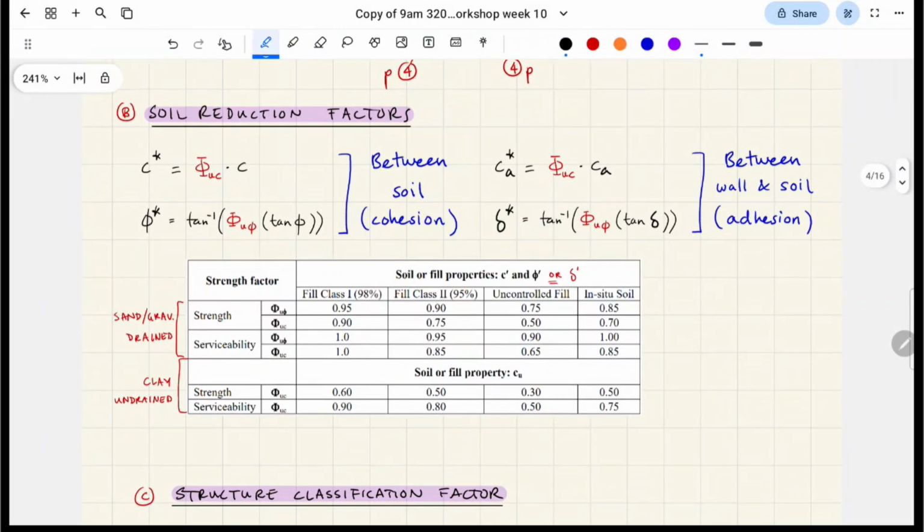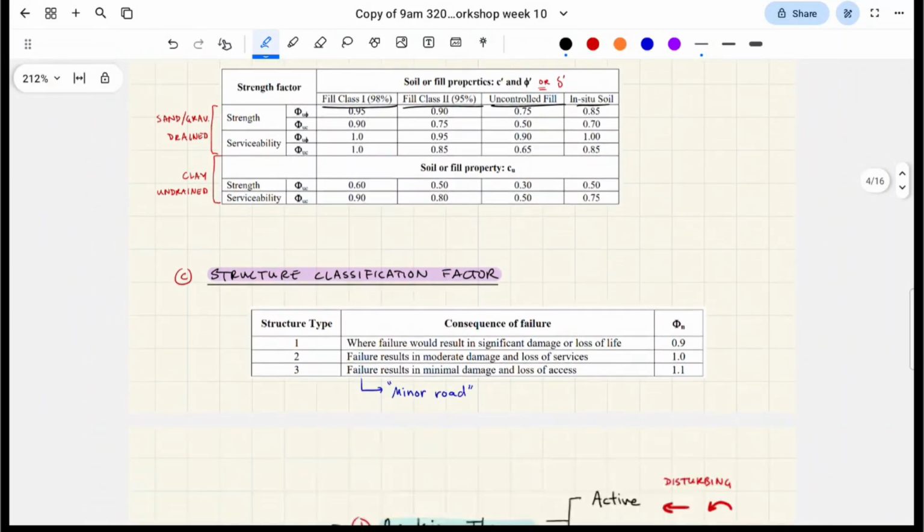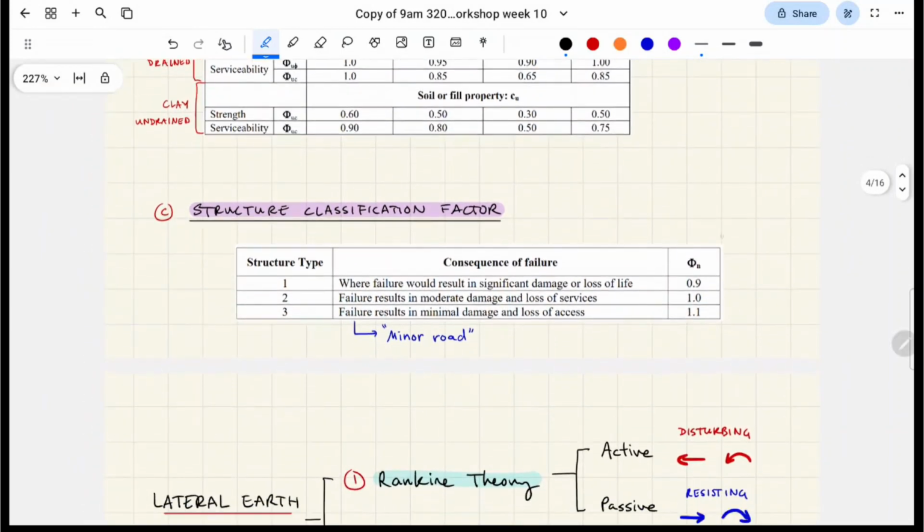Okay. So it comes from this table. It's based on these fill classes. We'll see that in the question. That'll make more sense later. We talked about structural classification factors already. It's to do with the purpose of the building.